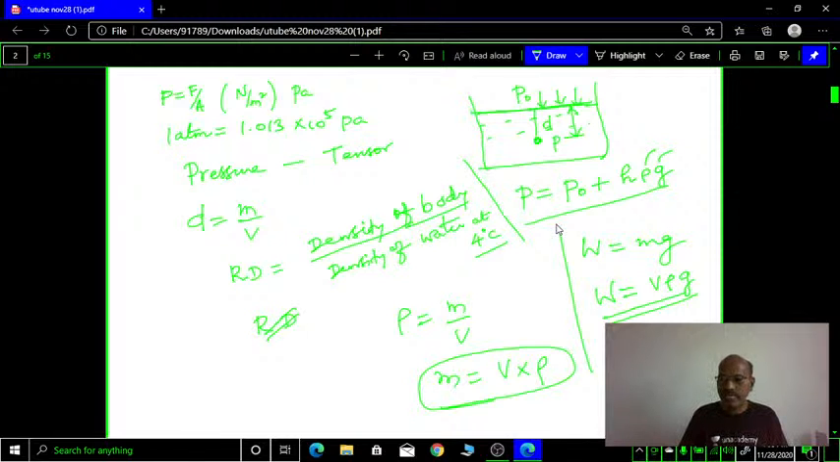If the weight of the body is greater than the buoyant force, then the body will sink. If the weight of the body is less than the upthrust, that is the buoyancy or buoyant force, then the body will float on the surface. If the weight of the body is equal to the buoyant force or upthrust, then it will partially float in the liquid. So have this idea.